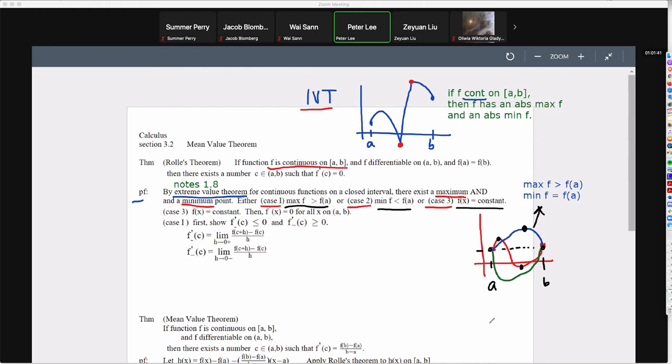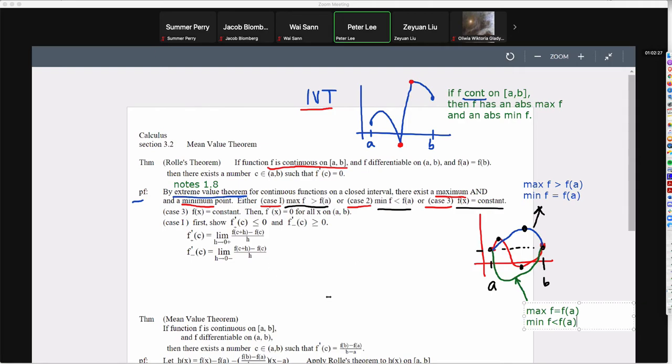Now how about the green curve? For the green curve, the maximum occurs at the endpoint, f of a, so that is equal to f of a. The key is that this is greater, not less than. So this green curve is actually case 2. Why is this case 2? Because in this case, let me use green here, max f is equal to f of a. It's not greater. But what we do see is that min f is less than f of a.